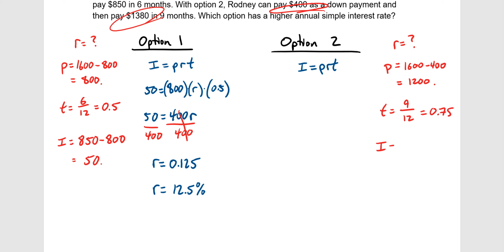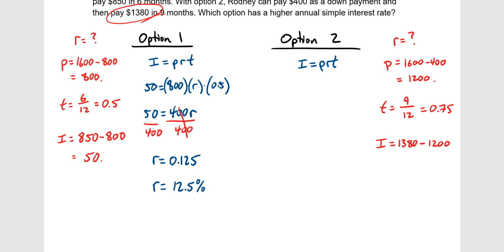And now for the interest rate. The interest, we're going to get that once again from the amount that he has to pay minus the amount borrowed, minus the principal. So it's going to be $1,380 minus $1,200, which is $180.